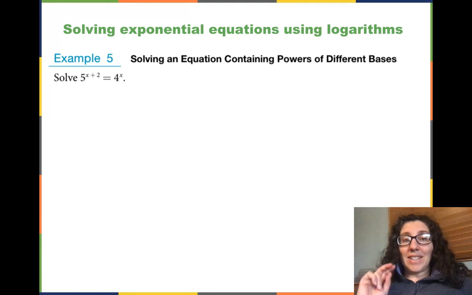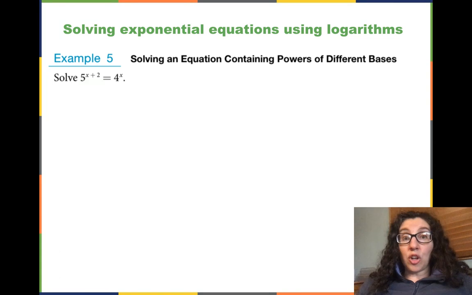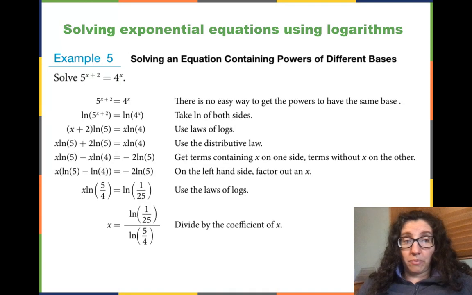Okay, here's the second strategy. So the first strategy we just talked about was writing both bases to be the same. Second strategy is this. Let's see. 5 to the x plus 2, 4 to the x. Different bases. Can't really write these as powers of the same base. So here is a big trick. You're going to use this. This is actually very clever. It is very useful, and you will use this in calculus if you take calculus as well. You take the natural log of both sides.